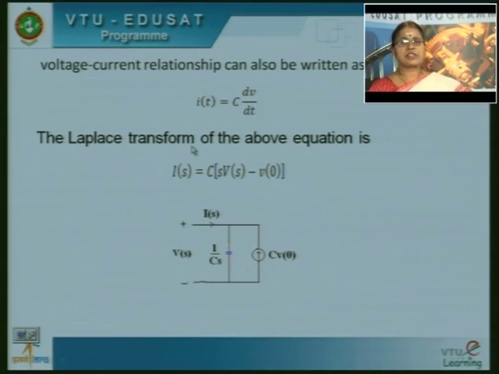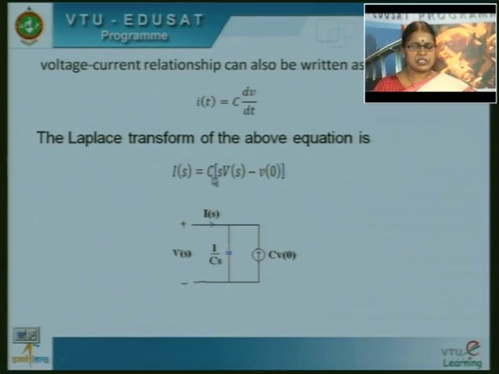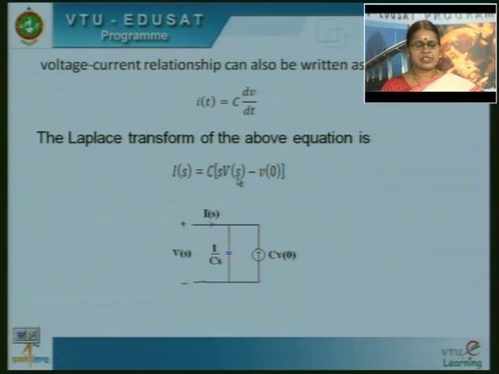Now, if you take Laplace transform of the above equation, how do I write? I(s) is equal to C into the Laplace transform of dV by dt, which is S into V(s) minus V(0). So, this equation can be realized as two terms: I(s) is equal to Cs into V(s) minus C into V(0).